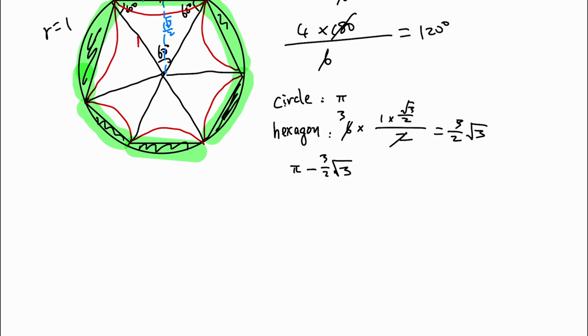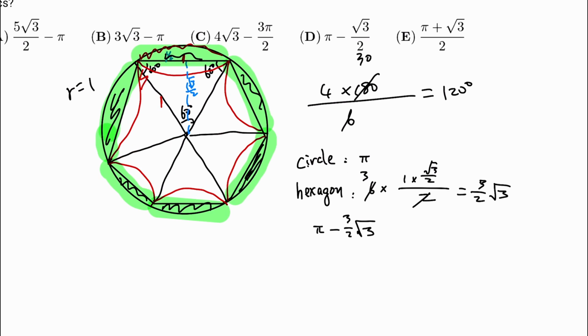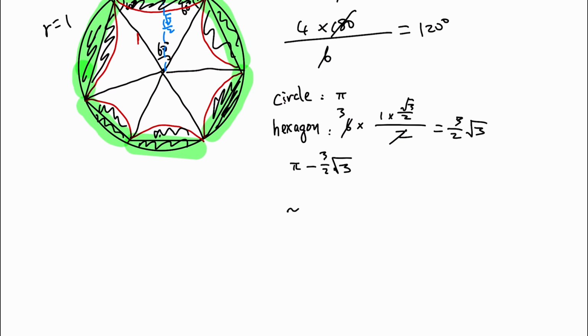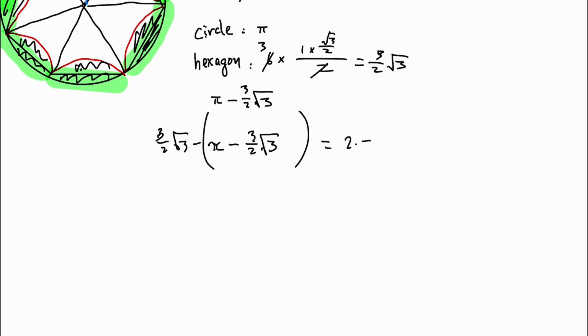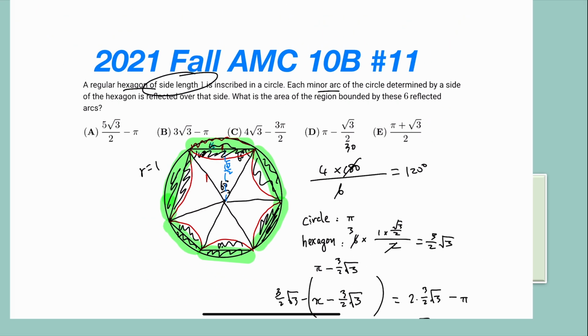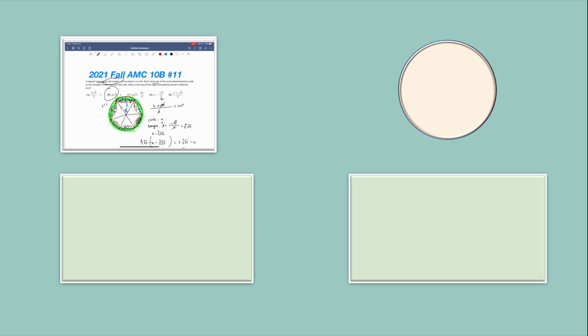Well, if we want to calculate the area enclosed by the red one, we need to subtract one of these again from the hexagon, because these are reflected and these have equal areas. Therefore, we have pi minus this. This is the black region, and we need to subtract that from the hexagon. Therefore, we would have 2 times this minus pi, which gives us 3 root 3 minus pi, which is our answer choice B.